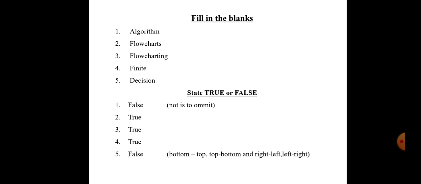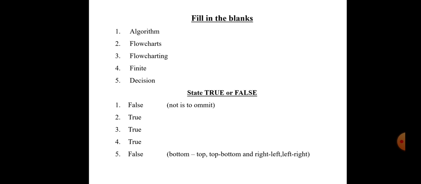In true or false, the first question is false, and the word "not" is not given in your question, you have to omit that, that means you have to cut it. Not is not required over there. Okay, second one is true, third one is true, fourth one is true, and the last one is false again. False.